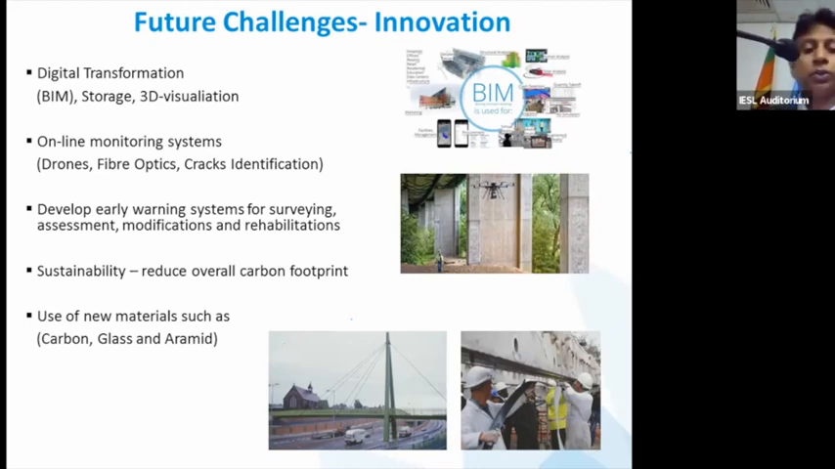And then naturally we are moving to new materials such as carbon, glass and aramid, because the technology improves and there is guidance on that. So please look into these areas, right, for future developments.